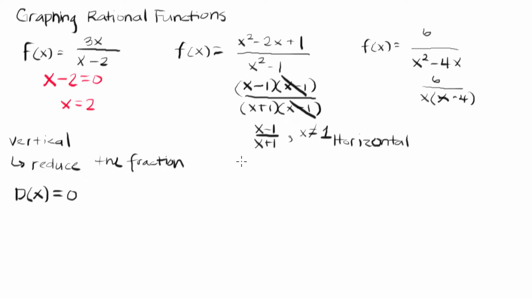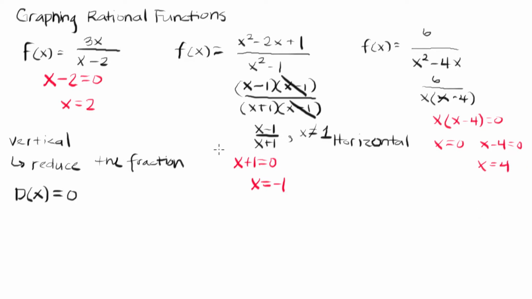On problem number 2, the denominator is going to be equal to 0, so we're going to say x plus 1 equals 0. Notice we don't want to do it up here. If you did it before you reduced it, you would include 1 as one of your asymptotes, which it is not. So now we're going to say x equals negative 1. That's a vertical asymptote. And then our final problem, x times x minus 4 is equal to 0, which means we have two vertical asymptotes: x equals 0 and x equals 4.